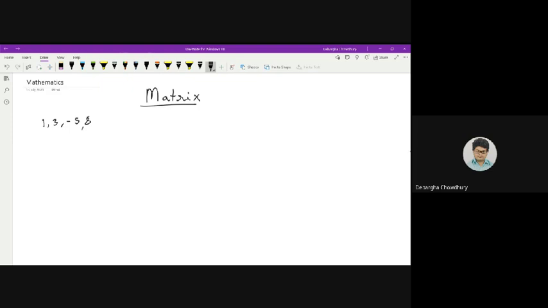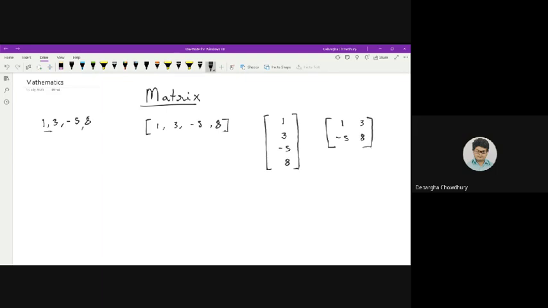We can write it as 1 3 minus 5 8 in a single row, or it can also be written vertically as 1 3 minus 5 8, right? Also, suppose I am taking two elements at a time, it can be written like this: 1 3 minus 5 8.